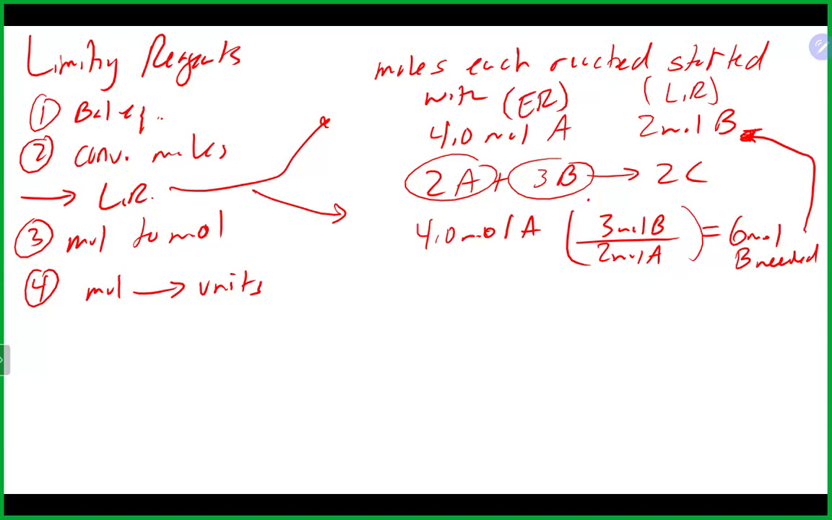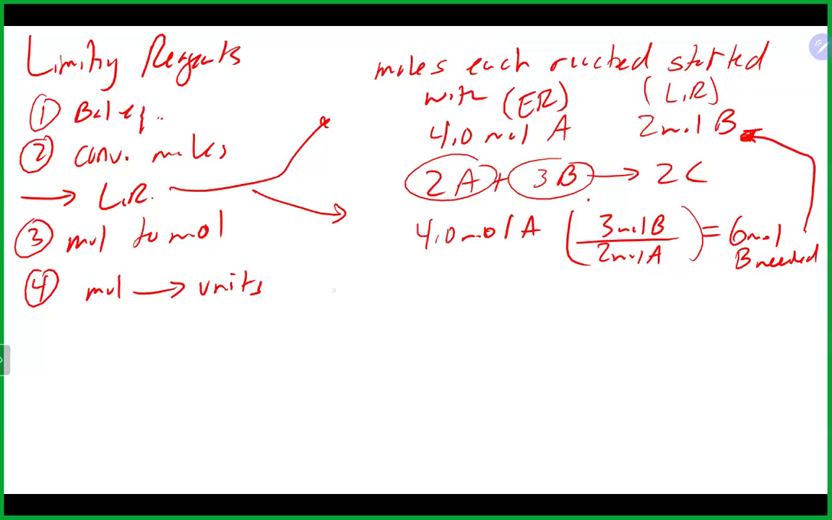Now, other options we talked about is you could just do 2 separate calculations between your reactant and your product. And whichever one produces the least amount of product is your limiting reagent and your theoretical yield. So you could do it that way as well.